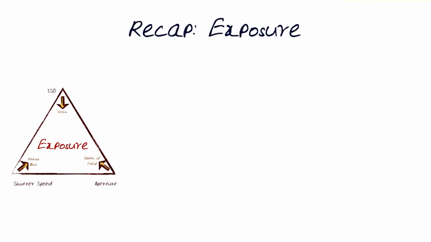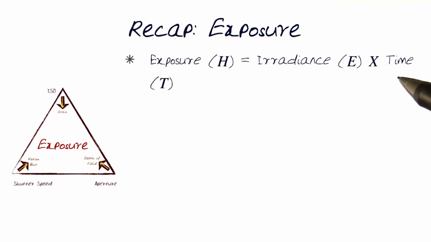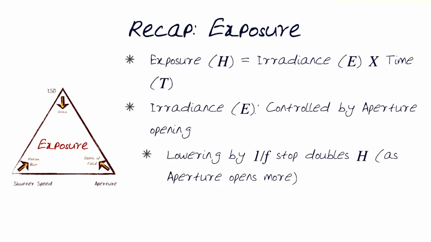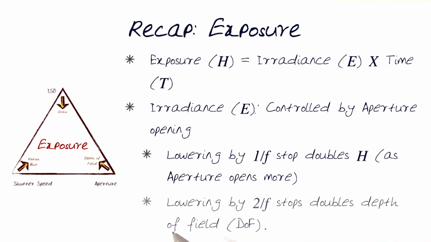So just to recap, we basically came up with the whole definition of how the exposure triangle works, reminding that we are interested in this simple math where we want to get the irradiance times the time and use that to generate the exposure. Irradiance is controlled by the aperture opening, and lowering the f-stops doubles the exposure as the aperture is open more, and lowering 2 f-stops doubles depth of field. So this is basically the impact we're looking at throughout.